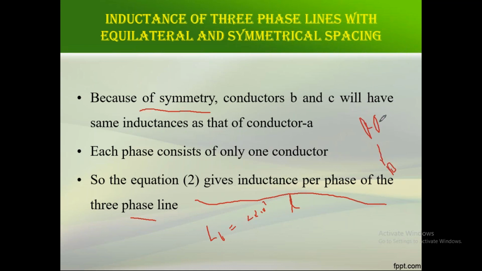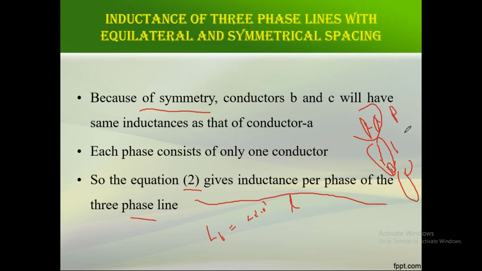So I am considering A, B, C. Just LA is given by that one phase. So we have for a similar phase 3, 1, 2, 3. If you are adding these three, then you will get the total inductance of a three phase. But equation 2 gives only inductance per phase. So only for one phase it will give that.